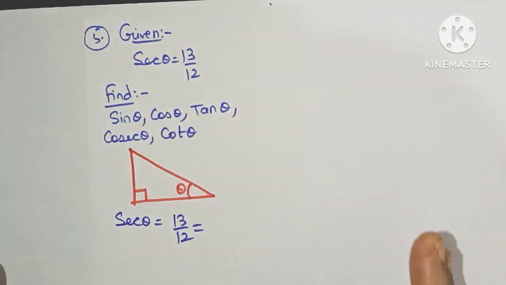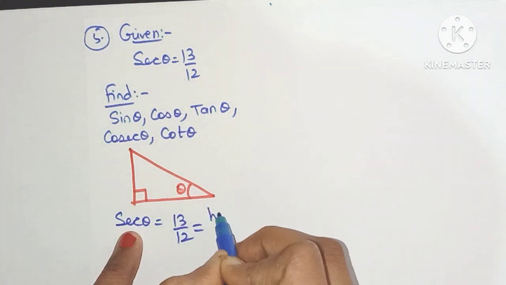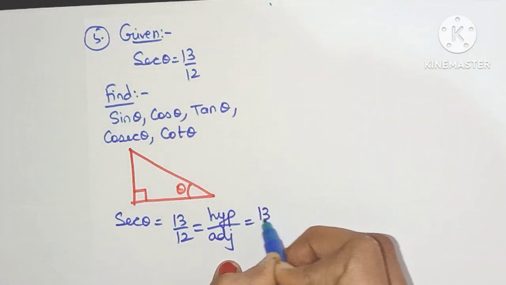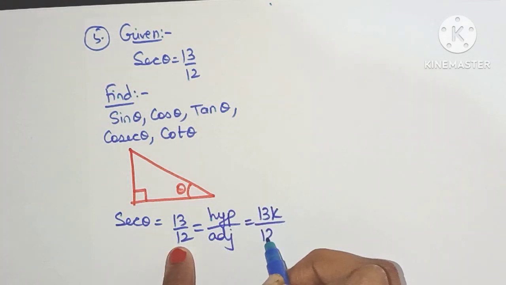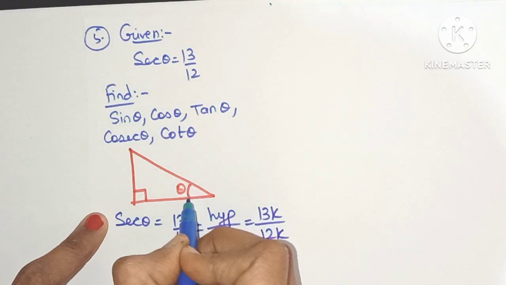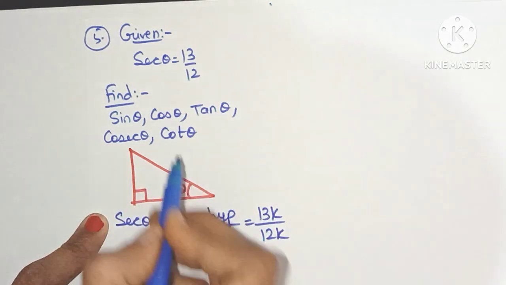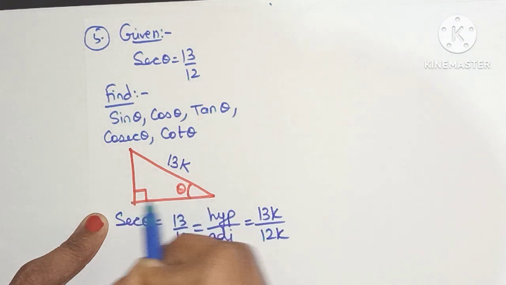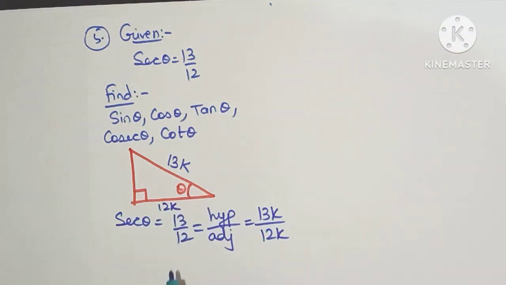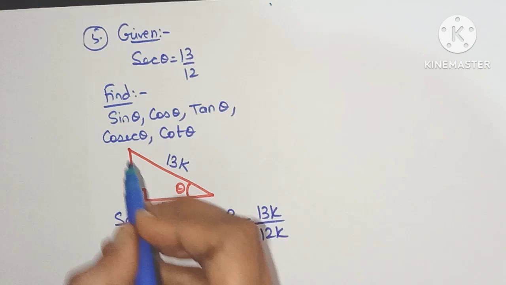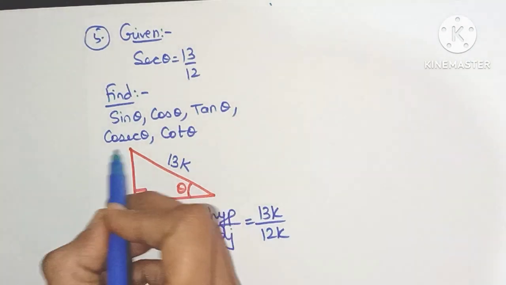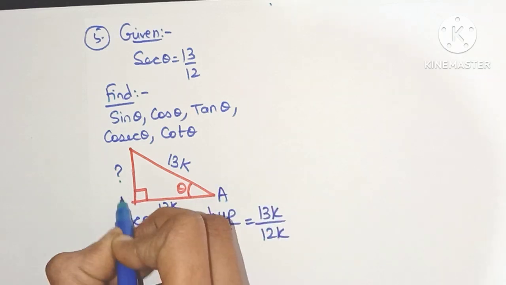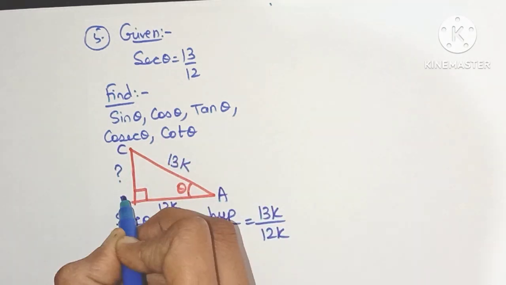Now we know the definition. What is sec theta? Yes, hypotenuse upon the adjacent side. So you get 13k by 12k. If this is my theta, which is the hypotenuse? Yes, this is my hypotenuse, and the adjacent is this side, 12k. So which side do we have to find out? Yes, this side. Once we find this side, we can find all the ratios. Just for convenience, let me label the vertices over here.